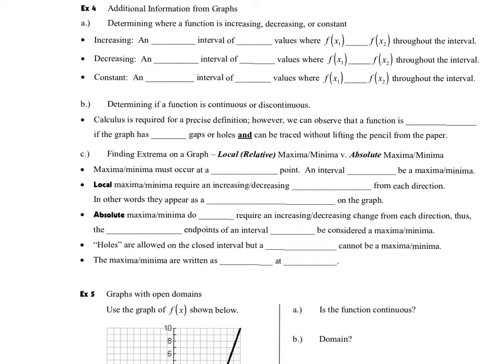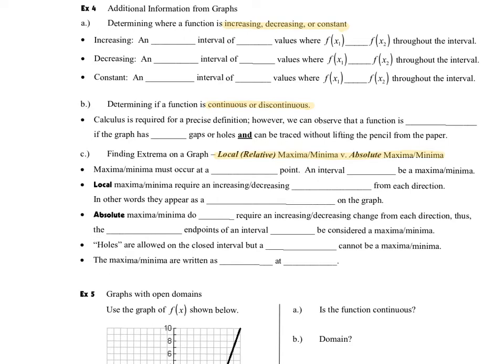On this page of notes, we are going to investigate 3 new ideas related to graphs, information we can obtain from our graphs. We are going to look at intervals that we will describe as increasing, decreasing, or constant. We will look at graphs and get an understanding whether they're continuous or discontinuous. And we will also look at the idea of local max and min versus an absolute max and min.